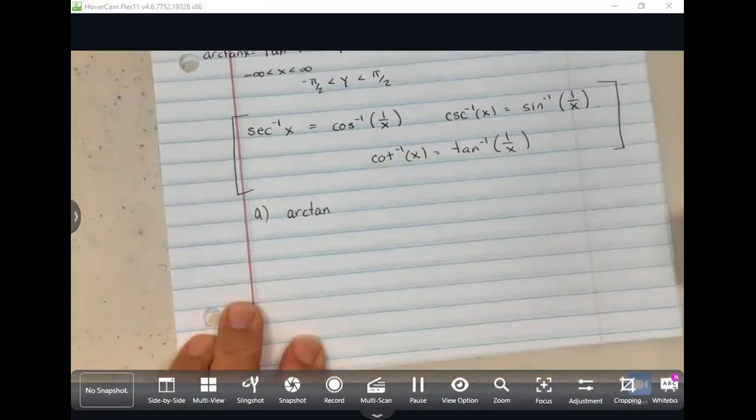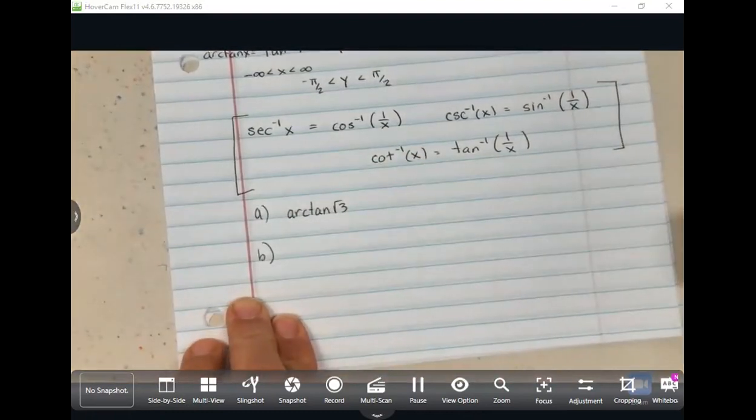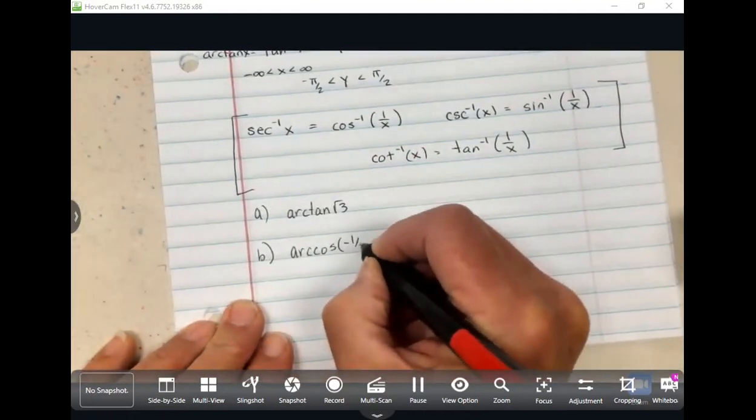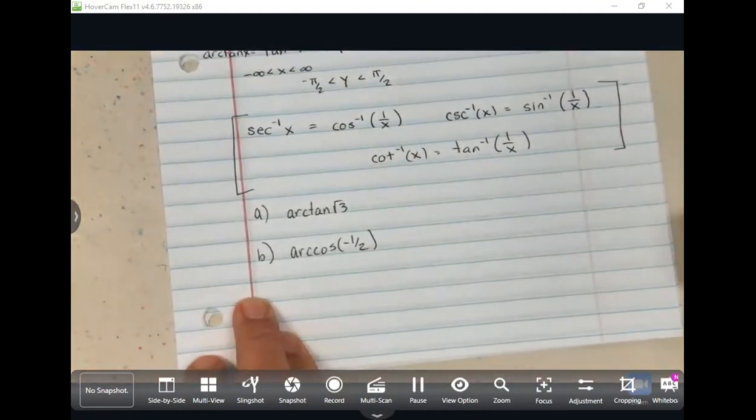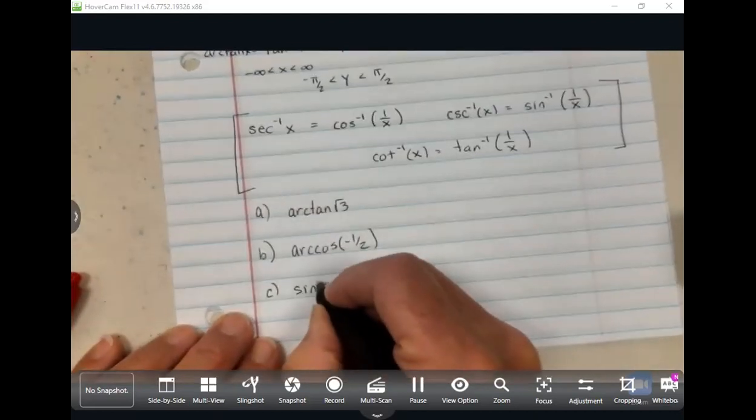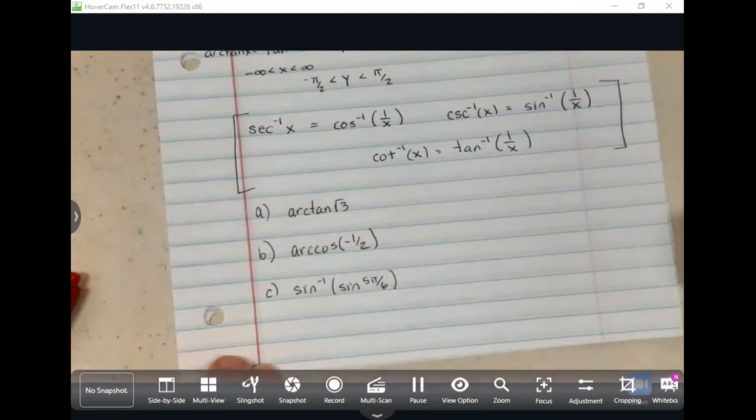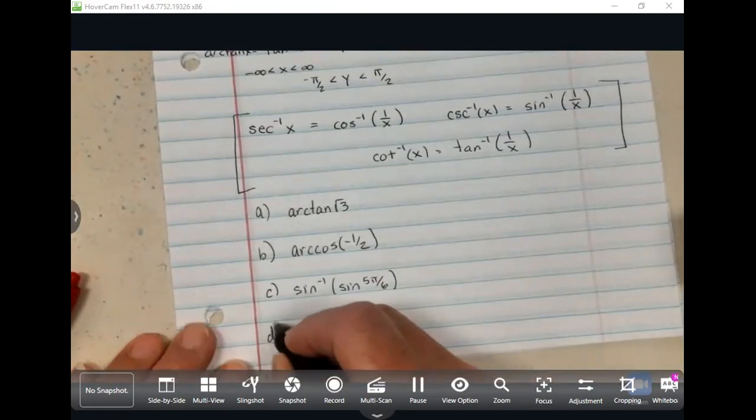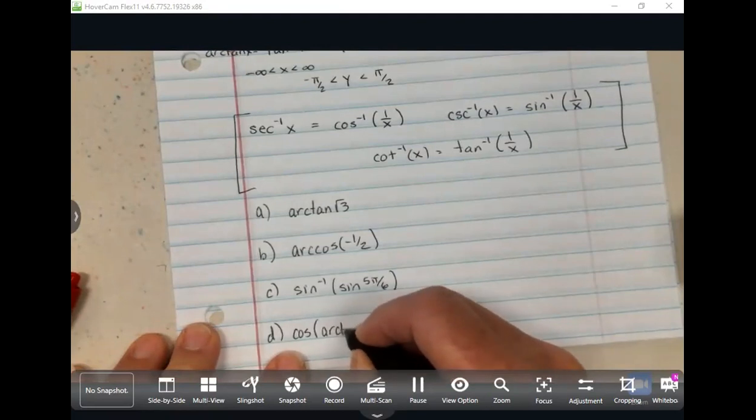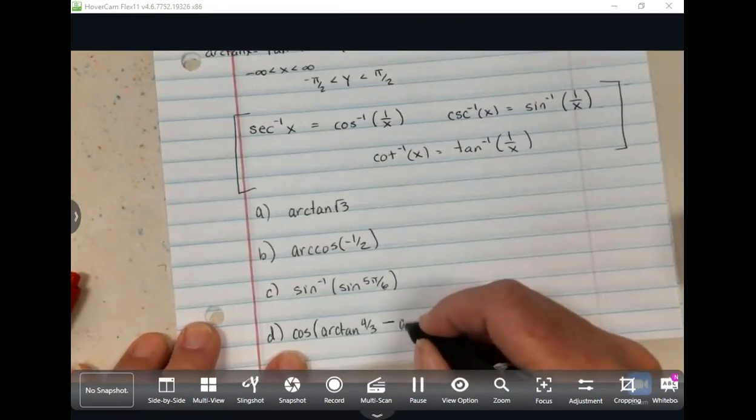Arc tangent of square root of 3. The arc cosine of negative 1/2. The inverse sine of the sine of 5 pi over 6. And then finally the cosine of arctangent of 4/3 minus arccosine of 5/13.